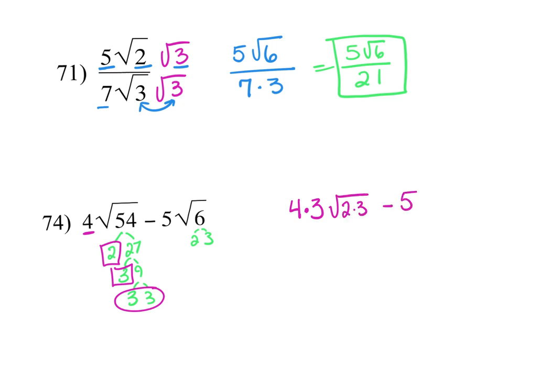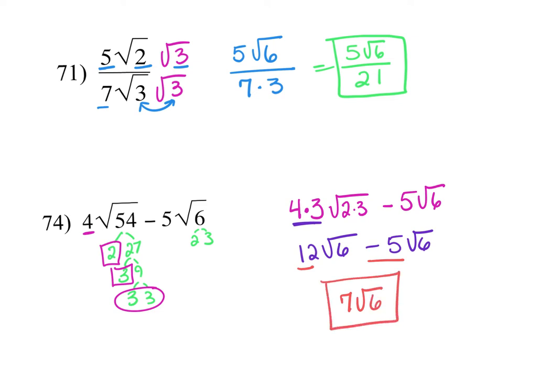Minus the 5 square root of 6 cannot simplify. I'm going to simplify this more. 4 times 3 is 12. 2 times 3 is 6. Now, can I subtract them? Yes, they are like radicals. All right, so I'm going to subtract 12 minus 5. That gives me a 7 square root of 6. And I am done.